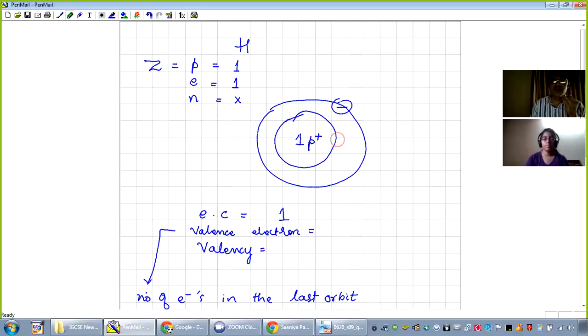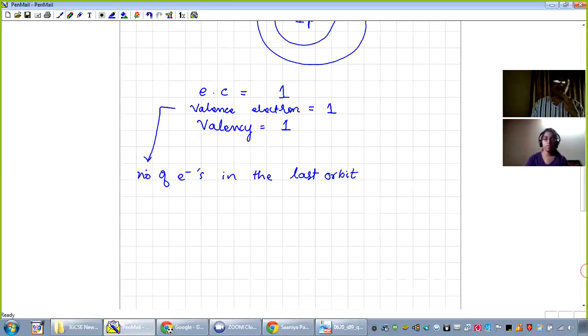So obviously the first and last orbit is there, which is having only one electron. Therefore, valence electron over here will also be 1. What will be the valency of hydrogen? It will be 1. What is the meaning of valency? The number of electrons in the last orbit. No, that is valence electron. I'm asking the definition of valency.